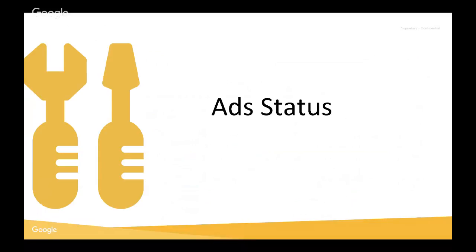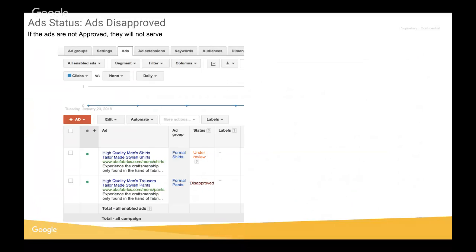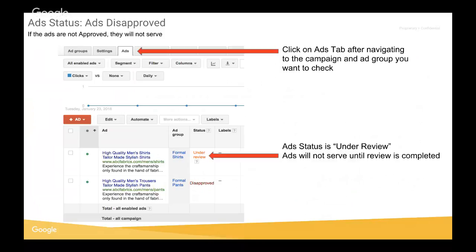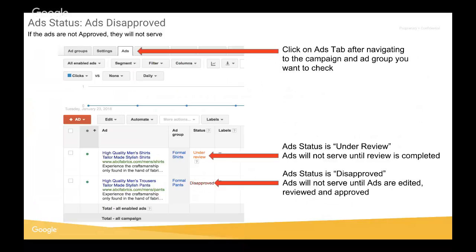So one of the factors that can often cause this is the ad status, which, I'm sure you can guess, is the most common reason when ads don't serve: the ads are not approved. So if the ads are disapproved or if the ads are under review. To check the ad status in the old interface, make sure you're clicked on the ads tab, and then you'll be able to see all the ads listed and the statuses of these ads. If the ad's under review, it will not serve. Also, if the ad is disapproved, it will not serve.